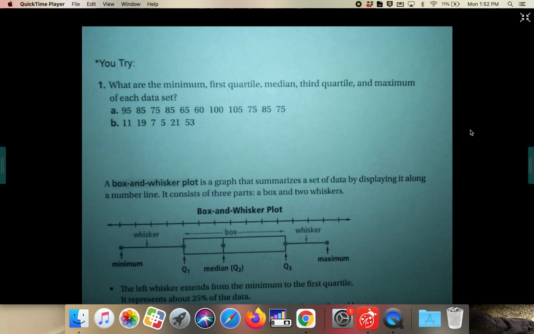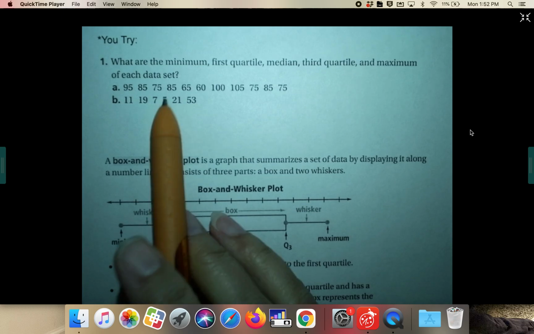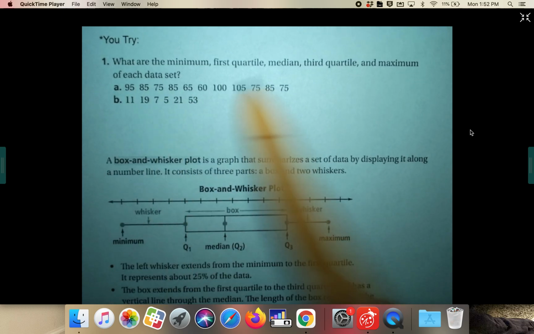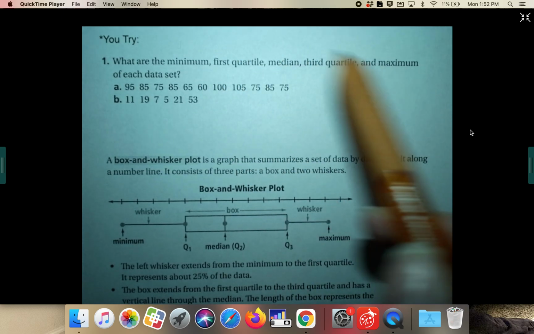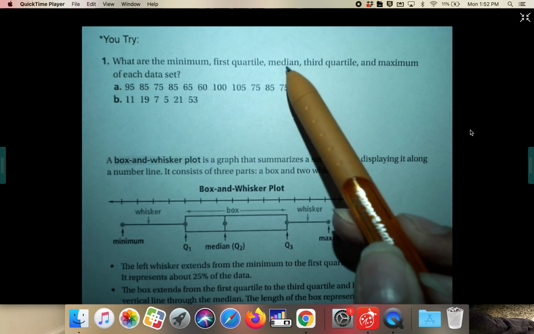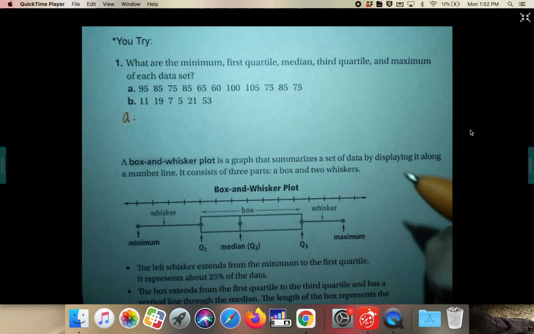So, oh, it's a you try. All right, so this is a good time. I know we've only done one together, but go ahead and pause the video and see if you can do A, and go ahead and see if you can do B as well. You're just identifying the minimum and the maximum, the first quartile and the third quartile, and the median.